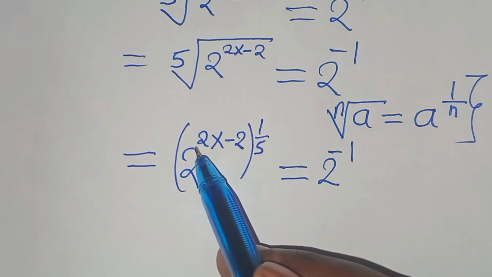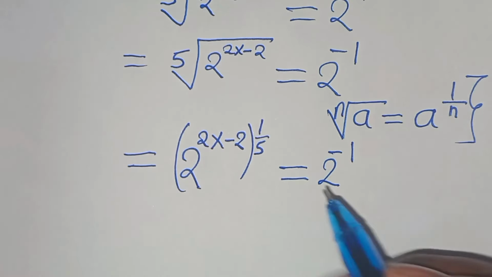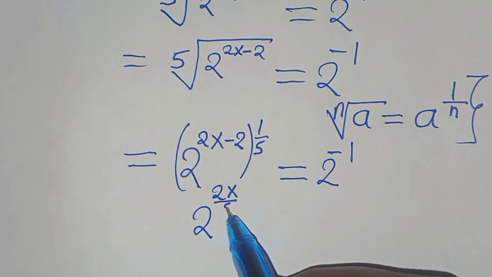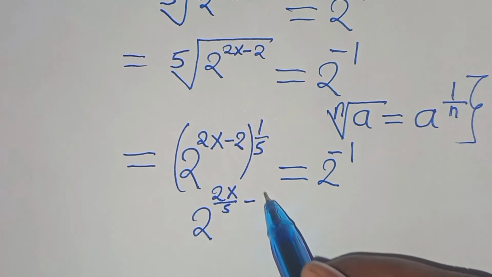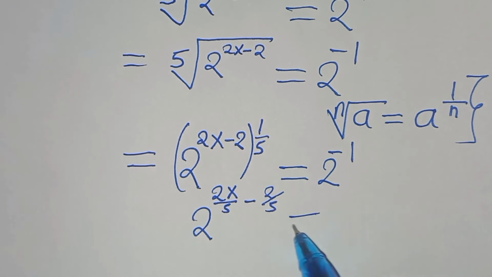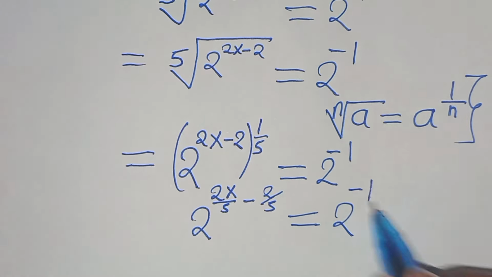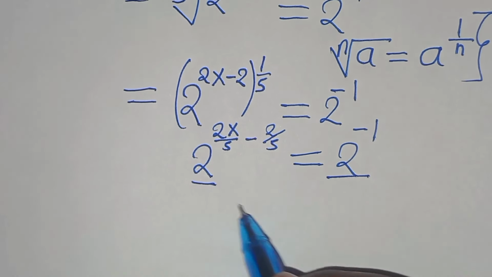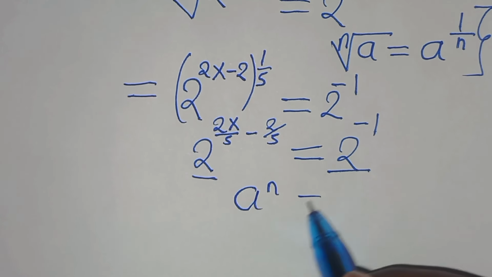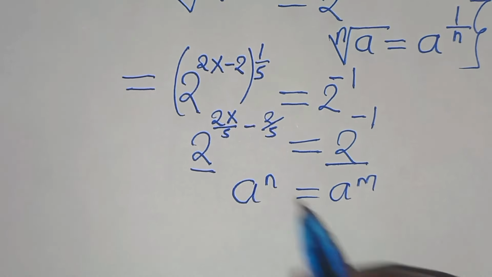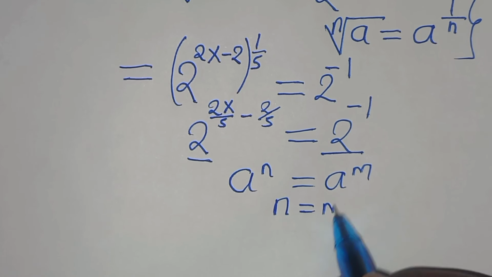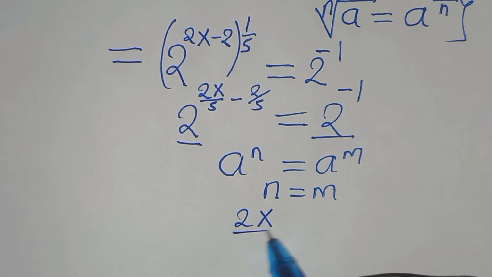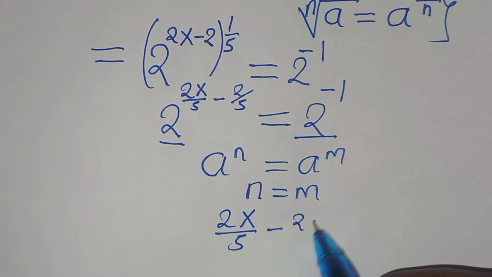The next step is let's multiply here by 1 over 5 so that we have 2 to the power of 2x over 5 minus 2 times 1 over 5, which is 2 over 5. This is equal to 2 to the power of minus 1. Since the bases are common here, that is a to the power of n is equal to a to the power of m, then exponent n is equal to m. So this implies that 2x over 5 minus 2 over 5.